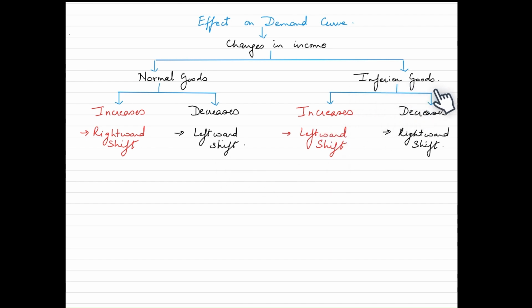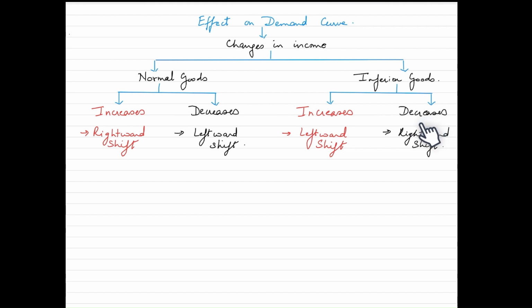In case of inferior goods, when the income of the consumer increases, since the consumer is becoming better off, his purchasing capabilities are becoming better, he would buy fewer inferior goods and he would move on to more superior commodities, and hence the demand for inferior goods would decrease, causing the demand curve to shift to the left.